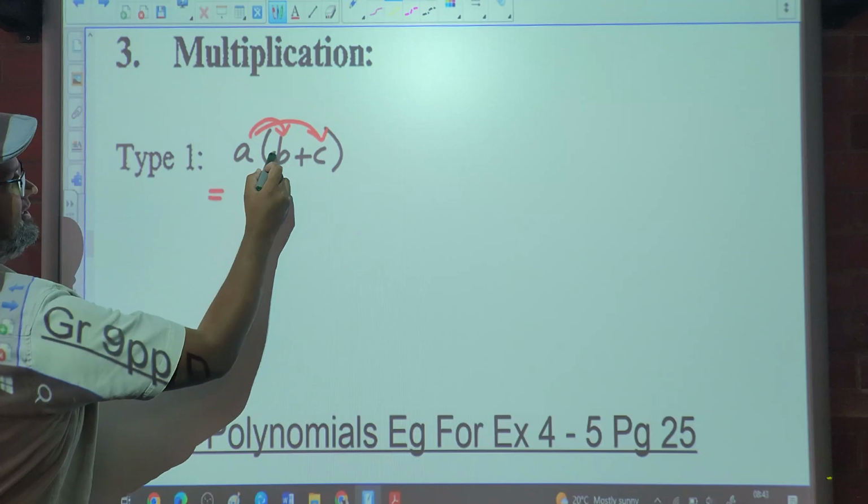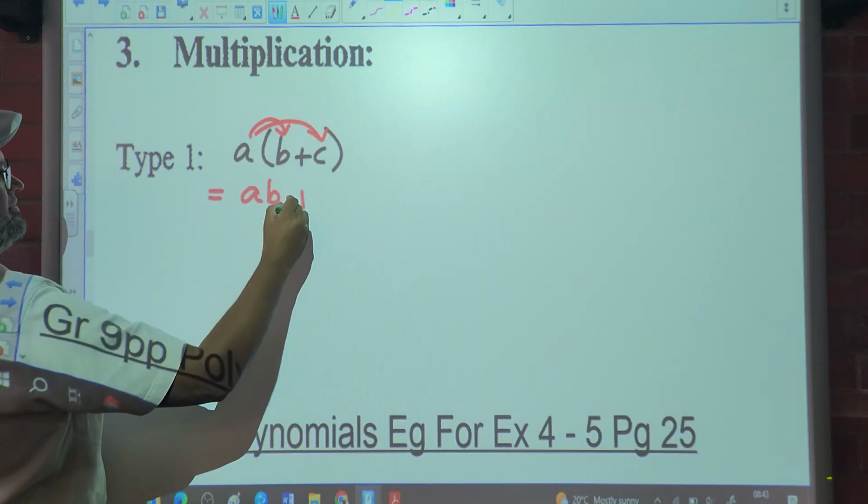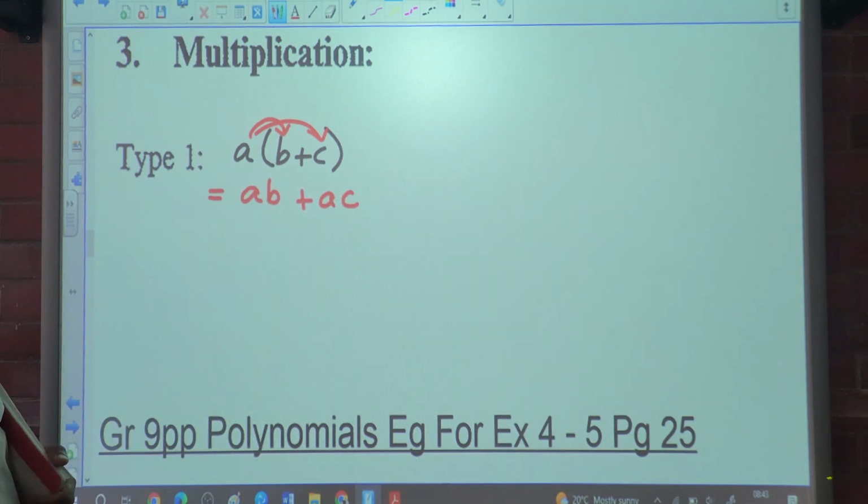Right. People, what's A times B? AB. Now these lines being multiplied. Plus A times C? AC. And AB plus AC is? AB plus AC. Why? Unlike this. So go on, add it. Not so?